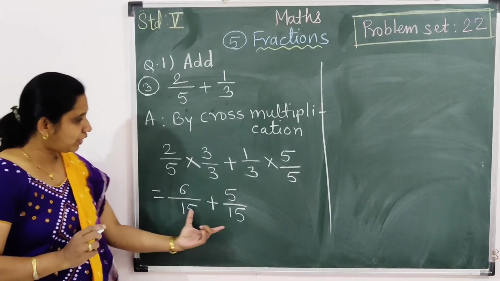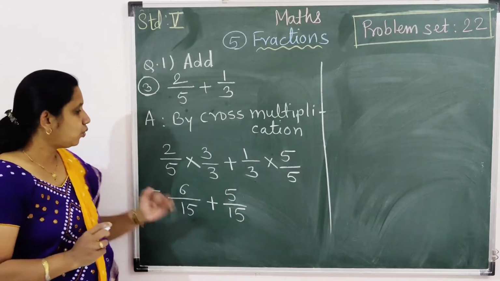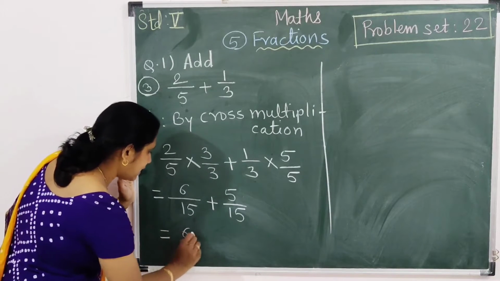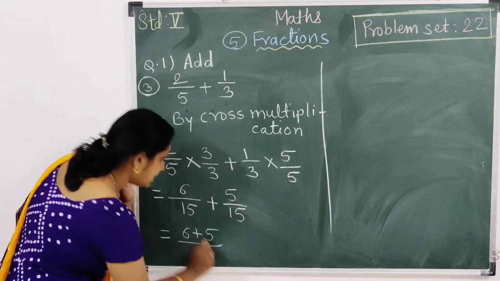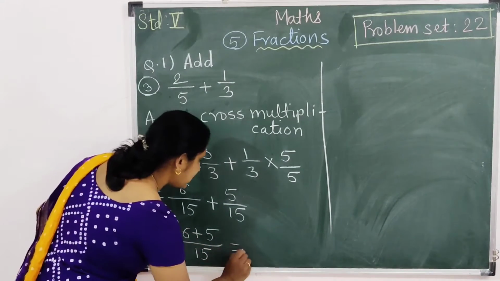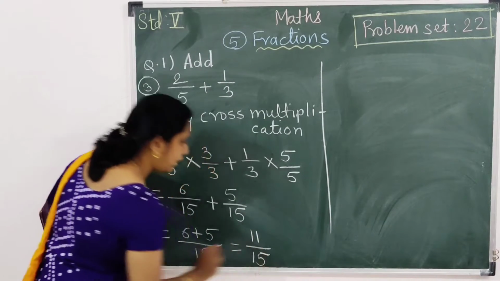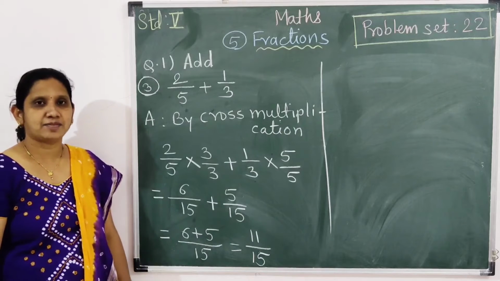Now have we got both denominators the same? Yes. So what to do? Add the numerators. In the numerator 6 plus 5, write the denominator only once, that is 15. So 6 plus 5 equals 11 upon 15. So this is our answer.